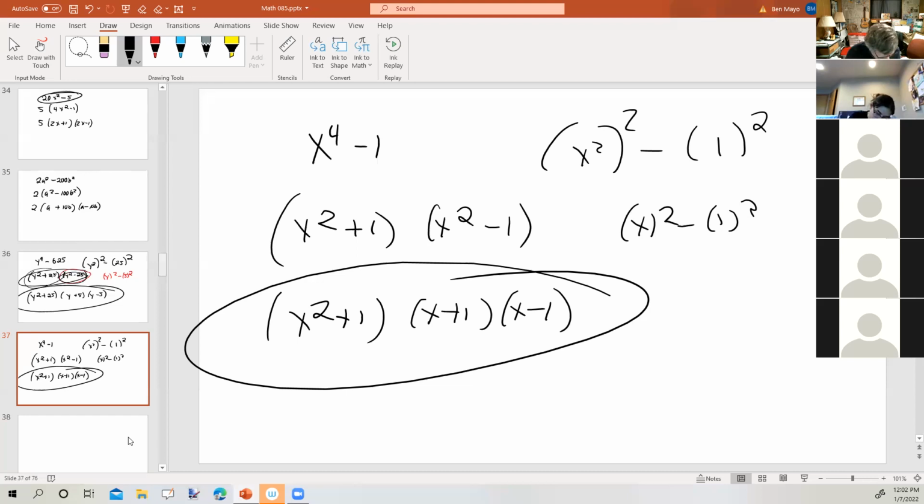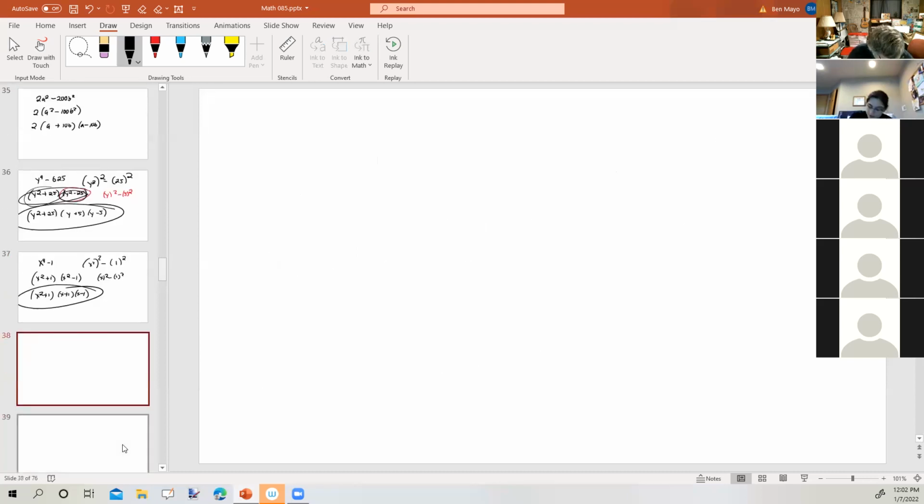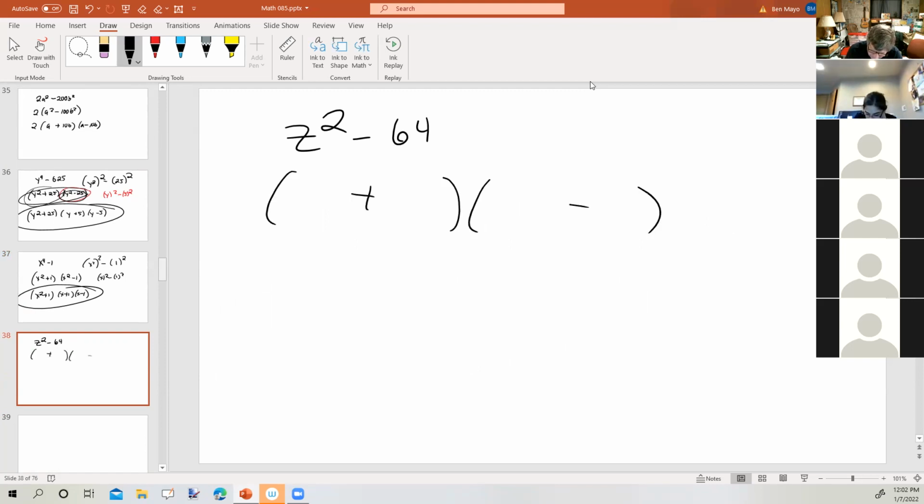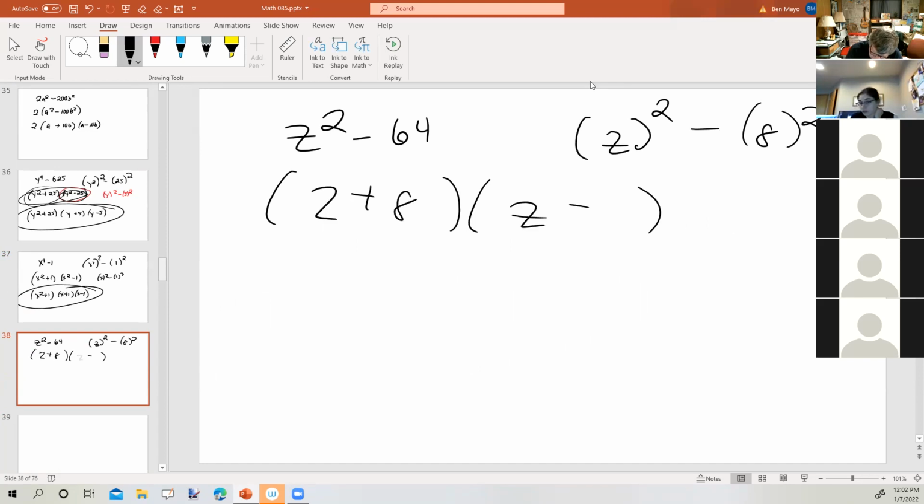How about this one? Z squared minus 64. Is that factorable? Is it the difference of two squares? Z squared minus 8 squared, so Z plus 8, Z minus 8. Are we through? Yep.